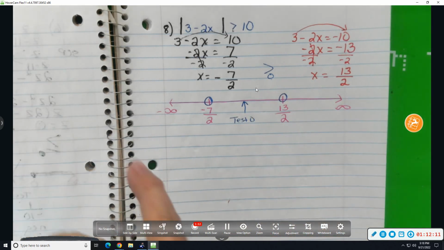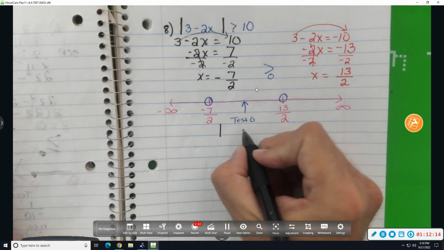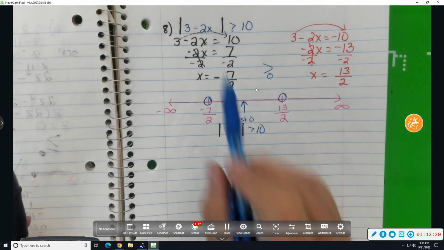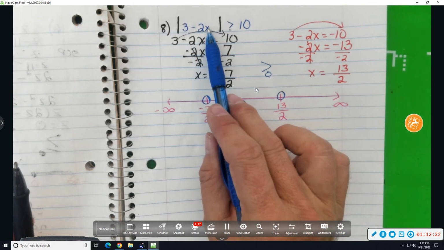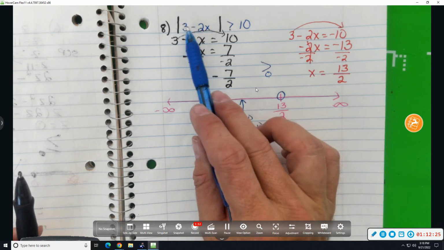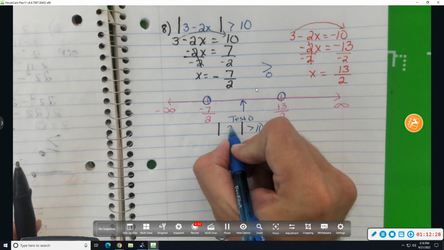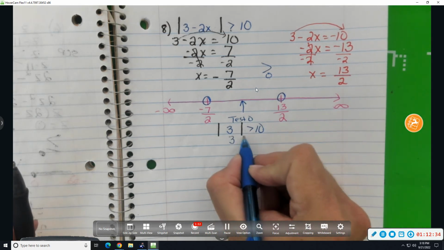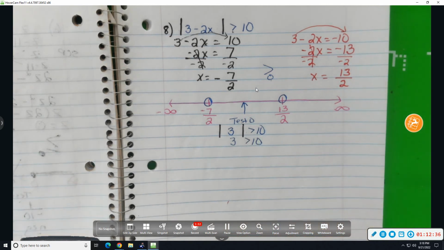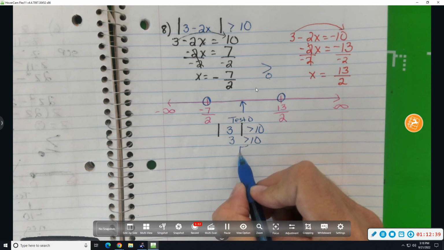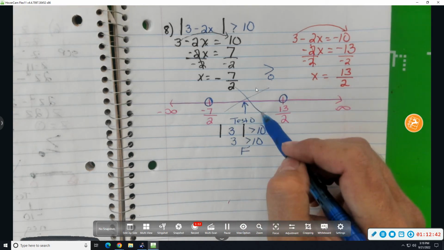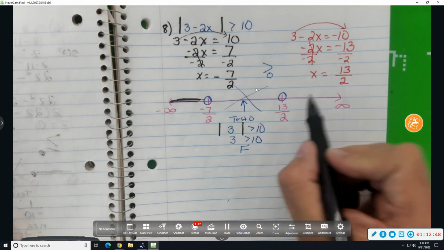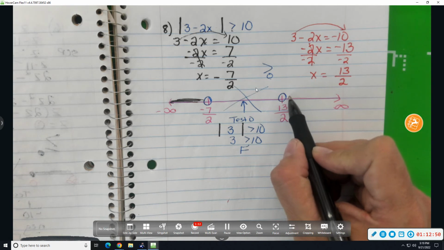So plugging a 0 in for x. Okay, putting a 0 here. 2 times 0 is 0. 3 minus 0 is 3. And then the absolute value of 3 is just 3. So are we getting a true statement or a false statement? False. So that means cross out, shade this one. What about the third one? Shade it or cross it out? Yeah.